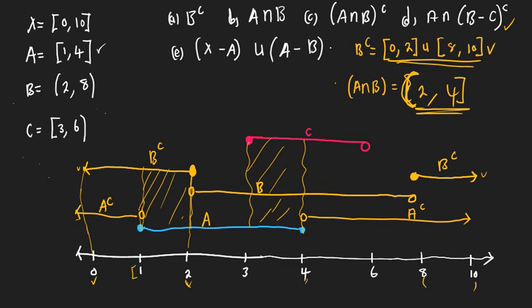And then 2 is part of set A and B complement, it will be included. Then we get here, 3 was part of everything, it will be included. Then 4 was part of everything, it will be included.